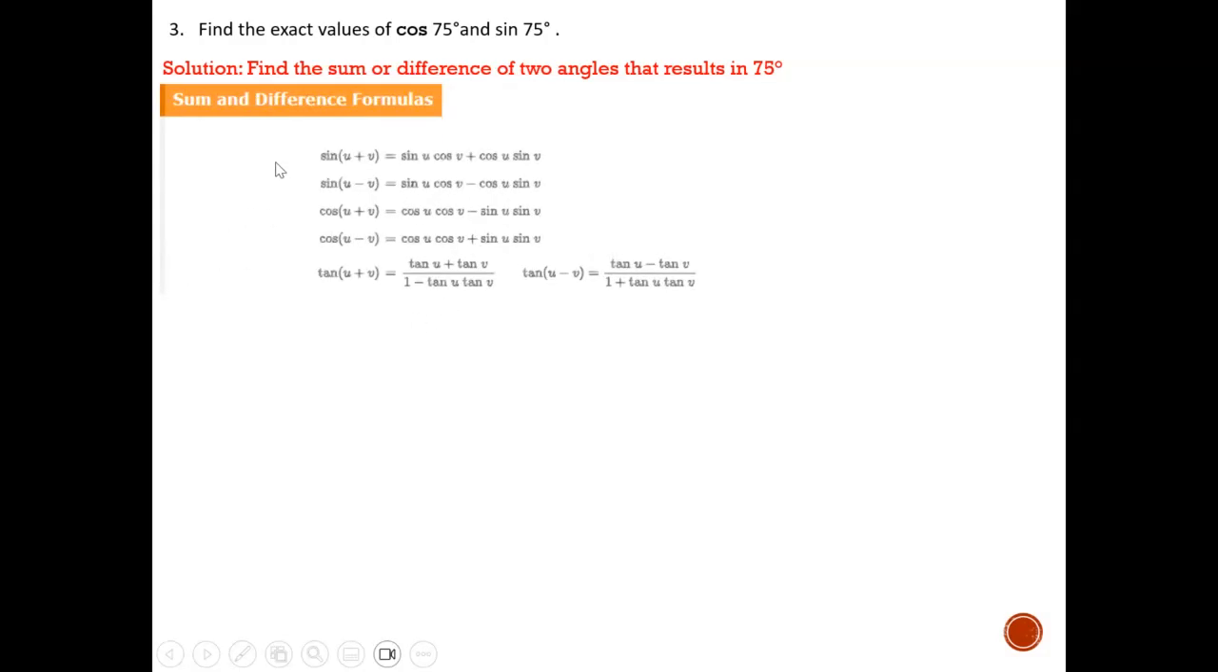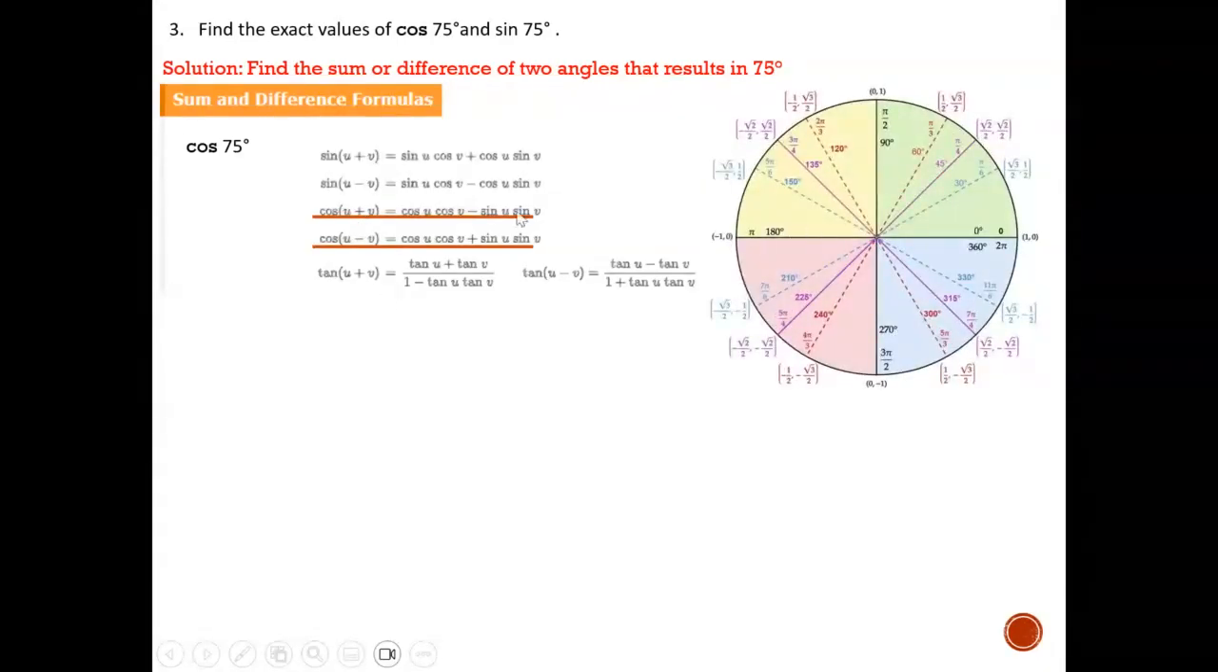So we're going to use the sum or difference formulas. For example, if you use the sum, say sine of u plus v, it's going to be sine u cosine v plus cosine u sine v. So these are the formulas that you have to follow. You're going to ask yourself, how can I get 75 degrees? You can use the plus or the minus, the sum or the difference. And we're looking for cosine, so that's going to be one of these two here. There's my circle. 75 degrees can be any combination that will give you 75 degrees.